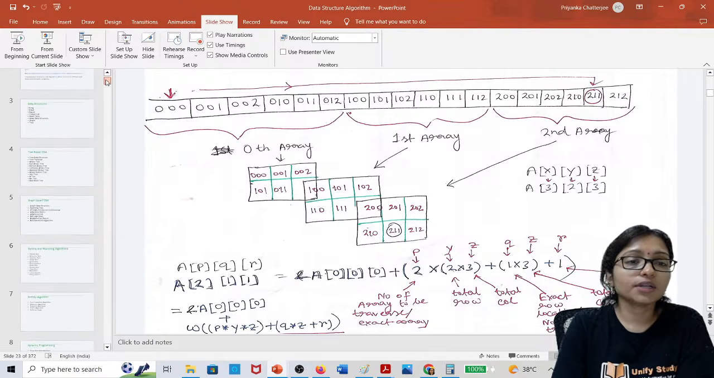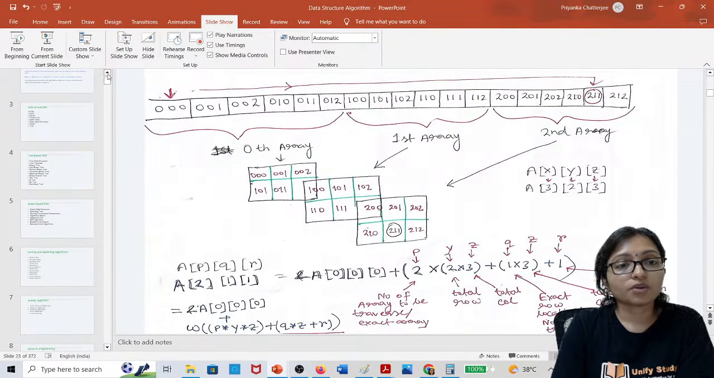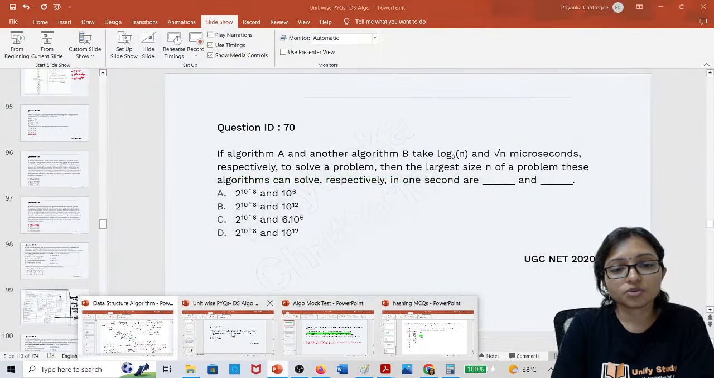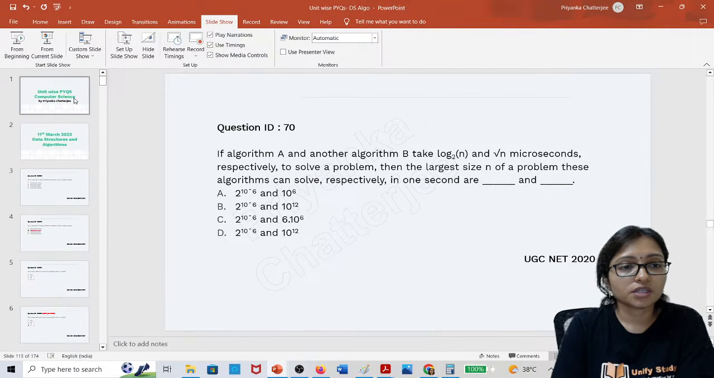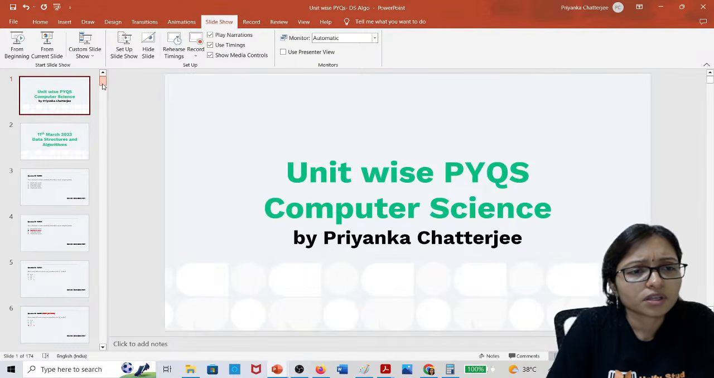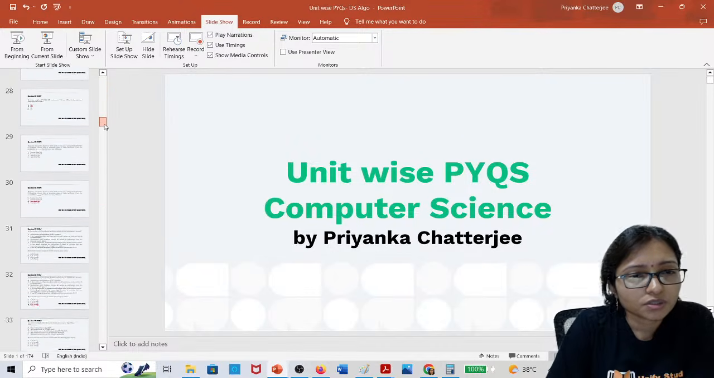Okay, now let's do some more questions on data structure, that is AVL tree. One question was there on AVL tree. Let's do that question, and that question is 22. Is it question 22? 22, I think.